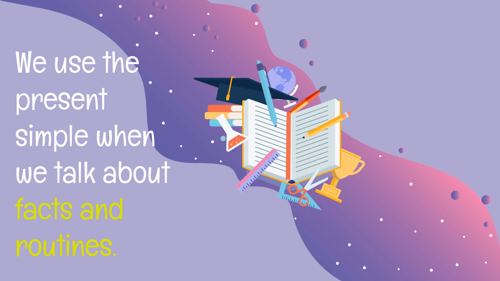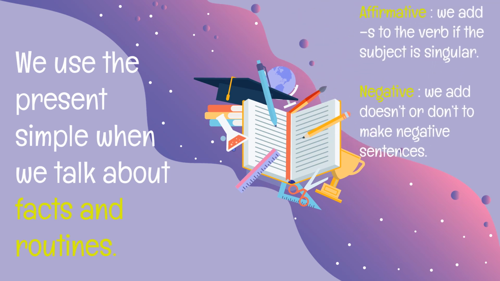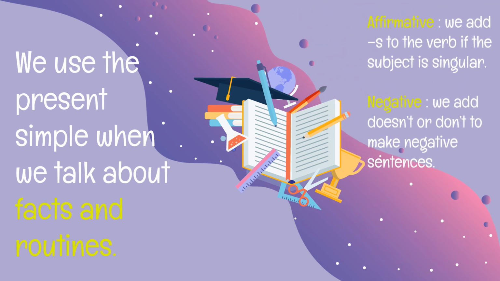Always remember we use the present simple when we talk about facts and routines. The two forms are affirmative and negative. We add s to the verb if the subject is singular, and we add doesn't or don't to make negative sentences.